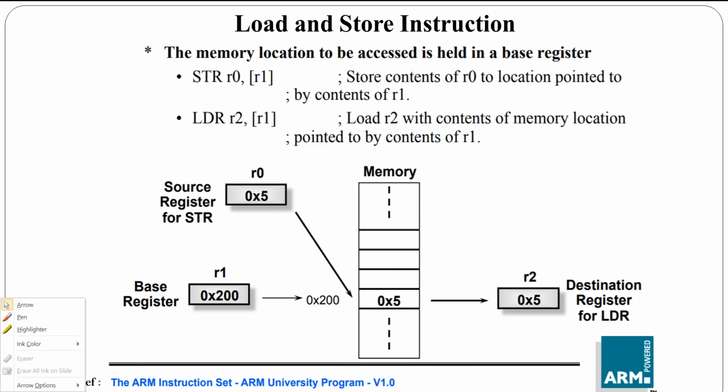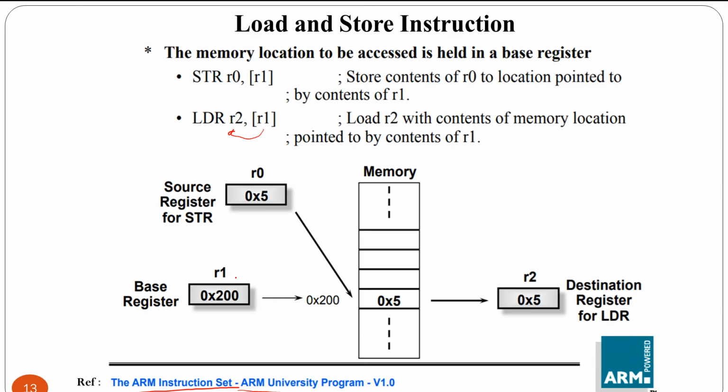Now again one more example so that you get a clear understanding. This I have taken from the ARM University Program slides. The memory location to be accessed is held in the base address. So str r0 comma r1 stores the content of r0 into the location pointed by r1, and load register loads the content from r1 into the r2 register. We have a base address register r1 holding 0x200, and a source register r0 holding 0x5.